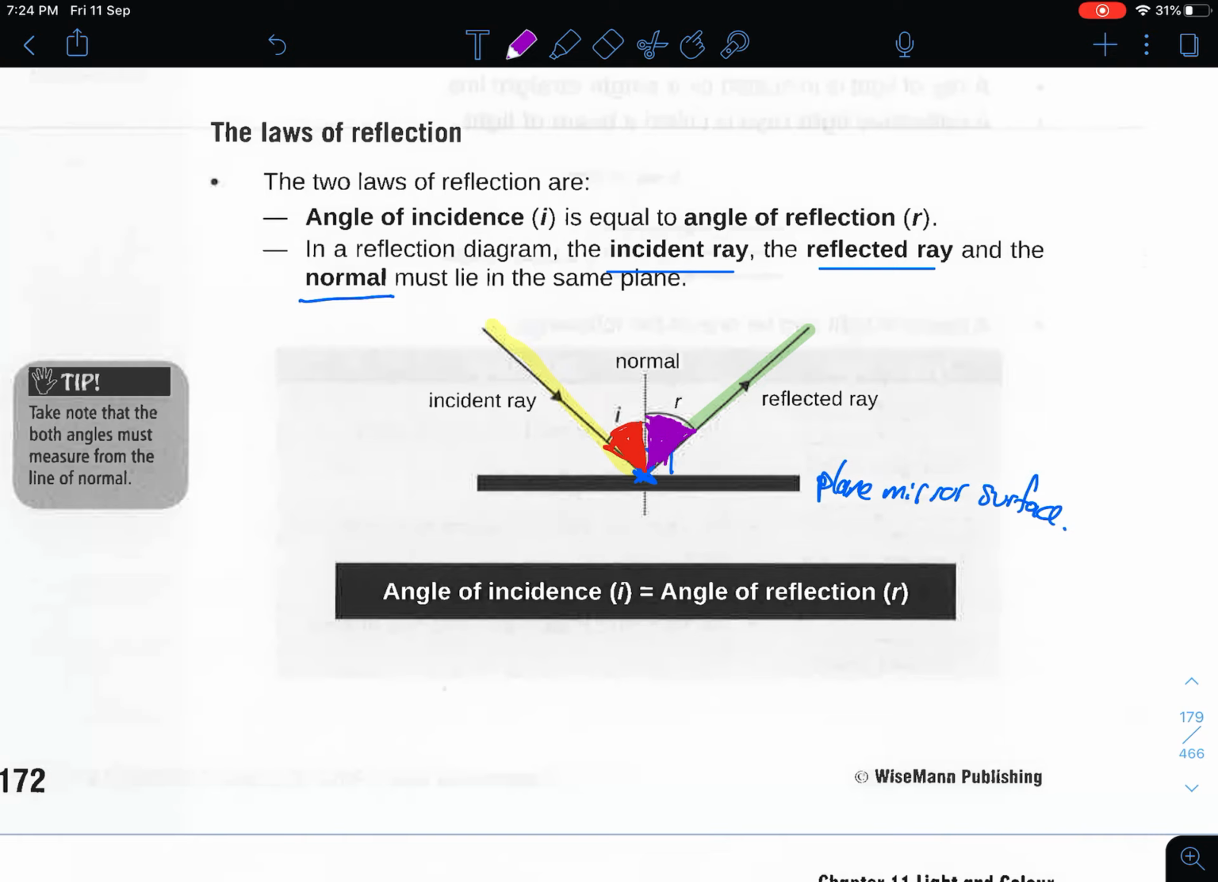And the second law of reflection is that the angle of incident and the angle of reflection are exactly the same. So this can come as a common MCQ question or structure question where you are required to calculate the angles of incident and reflection.